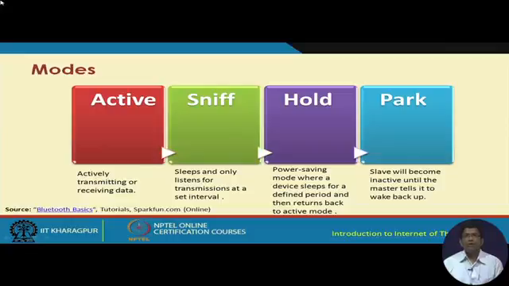So we have these 4 modes of operation of Bluetooth devices: the active mode, fully functional, fully active, fully transmitting, fully receiving, and the other 3 modes, the sniff mode, hold mode, and park mode, are all essentially power saving modes of different types.